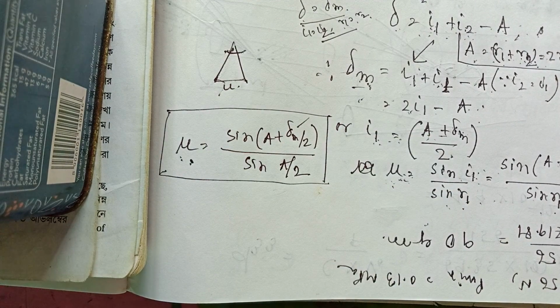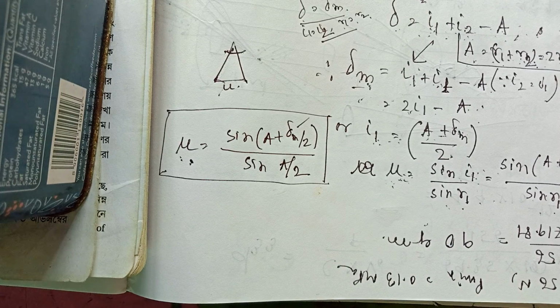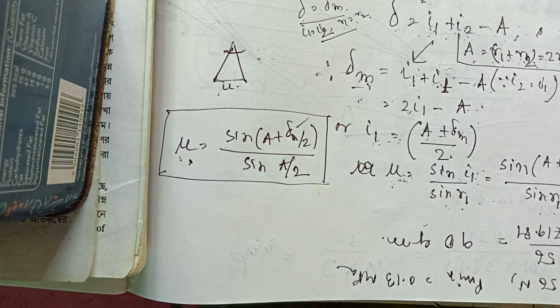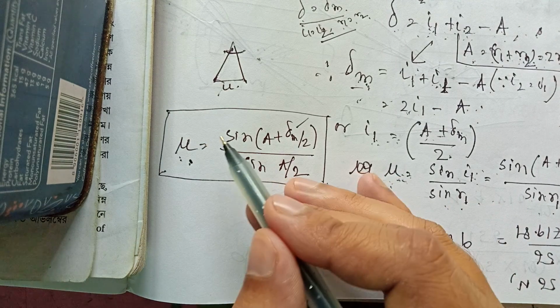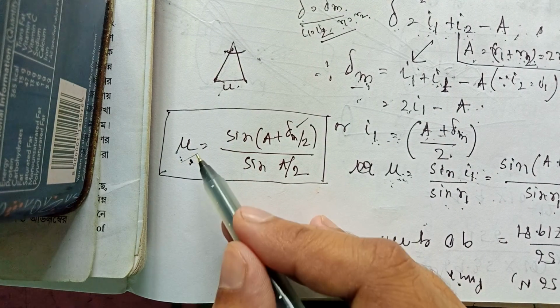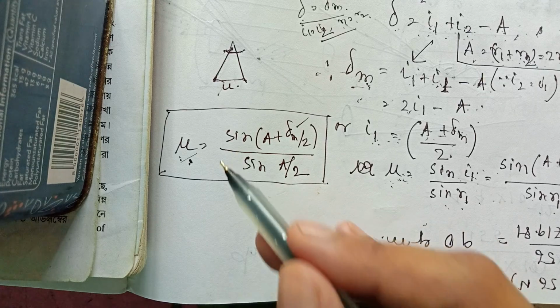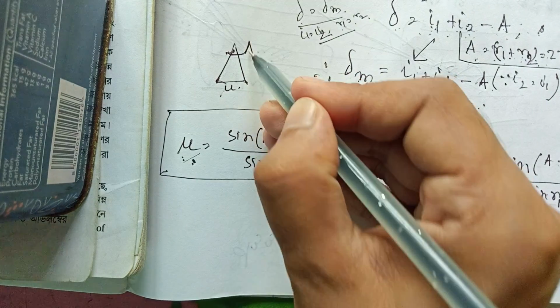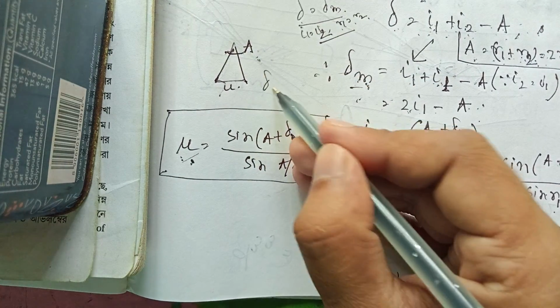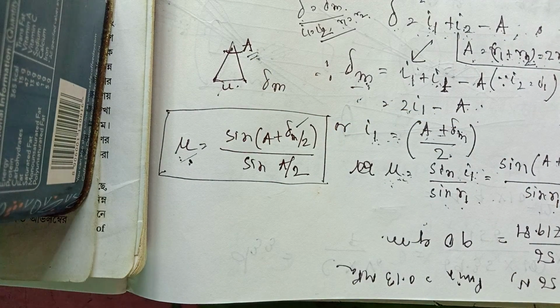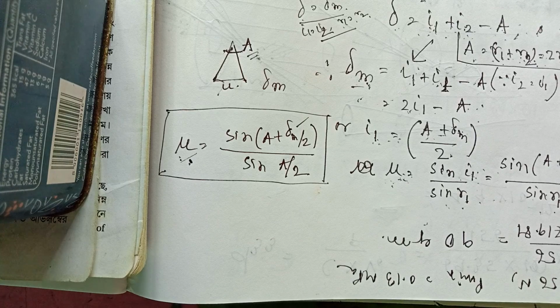And there is also one practical in your syllabus. You have to perform a similar experiment. So today we have found out the relation for the refractive index of a prism. And the value of the refractive index of a prism can be easily found out if you know the value of A and the value of delta M. What is A? A is the angle of prism, and what is delta M? Delta M is the angle of minimum deviation.